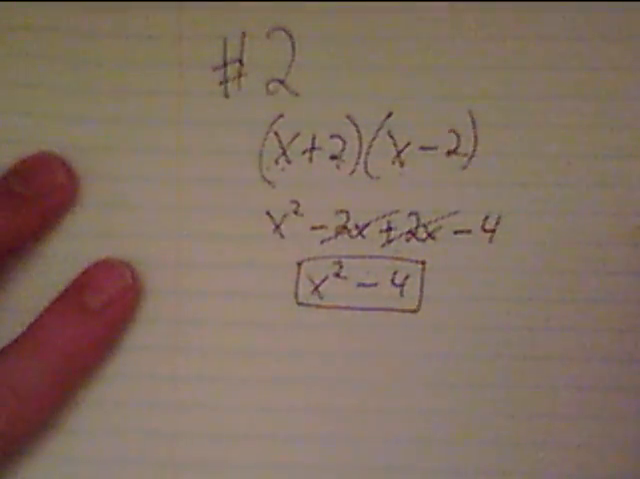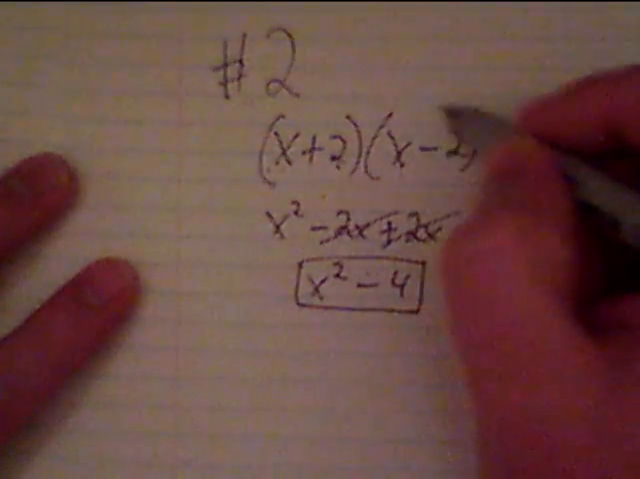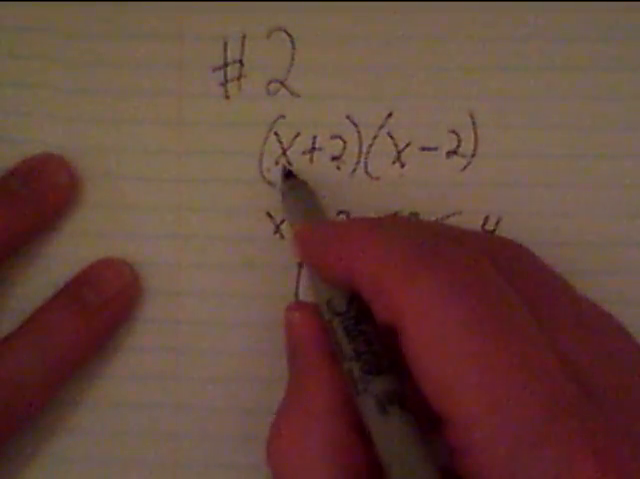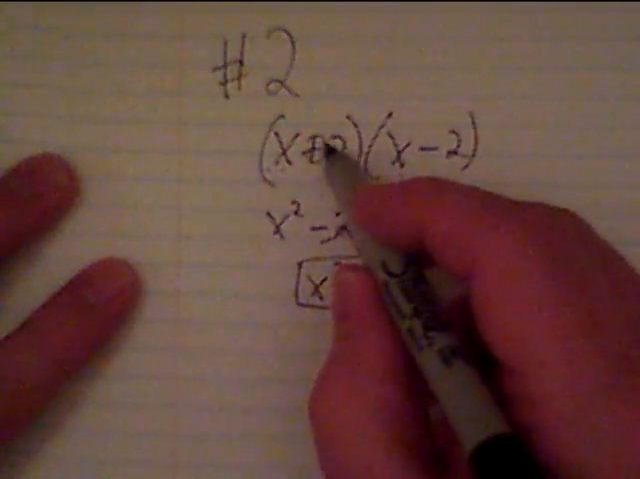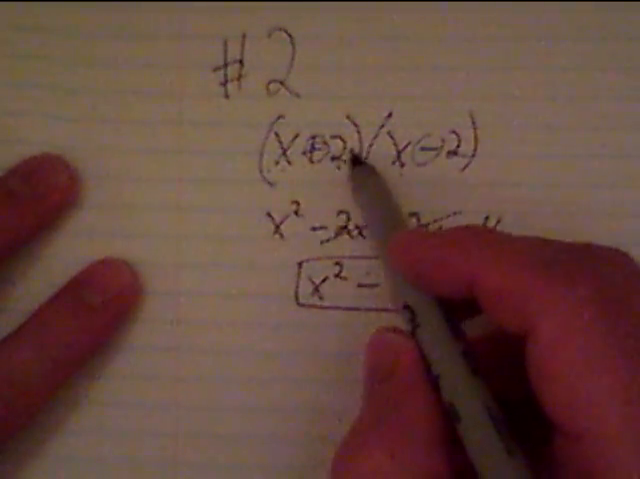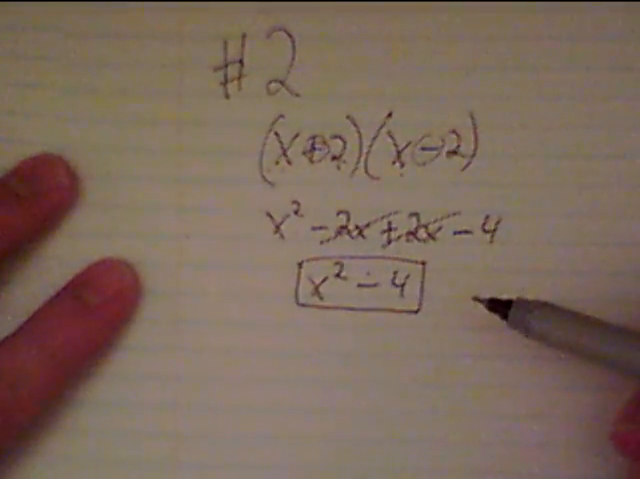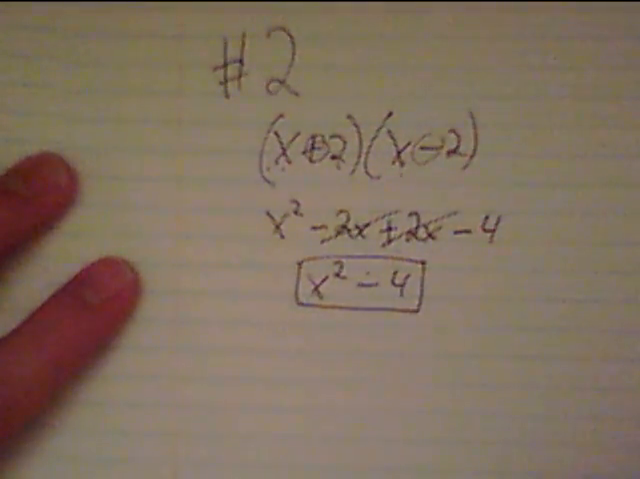You'll notice that this holds true no matter what your first and second terms are inside the parentheses. If they are equal and separated by alternating signs, like this is, if you have the form a plus b times a minus b, the result is always going to be a squared minus b squared. So that's the form that we're talking about there.